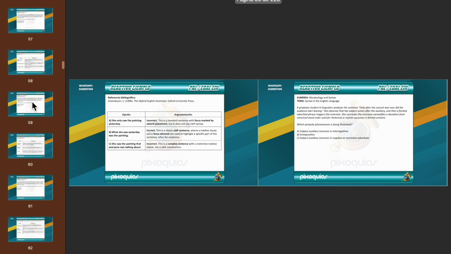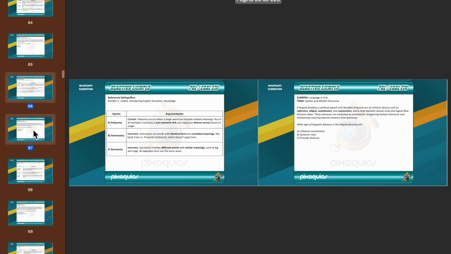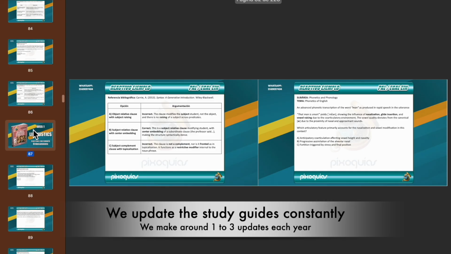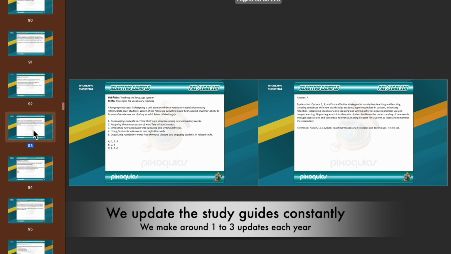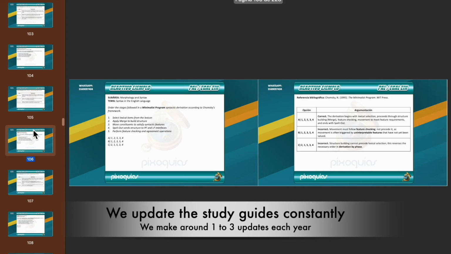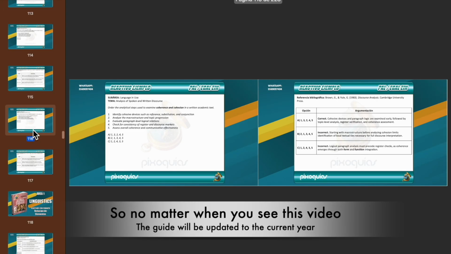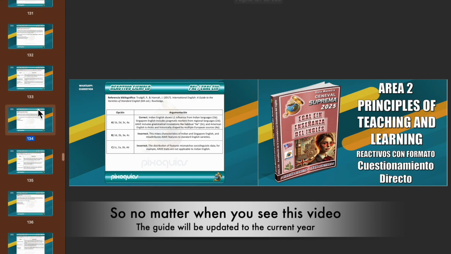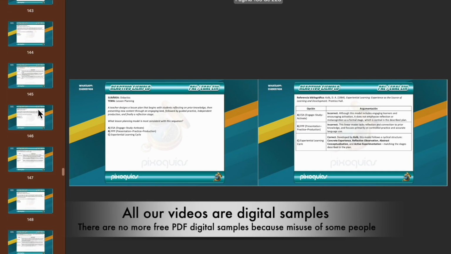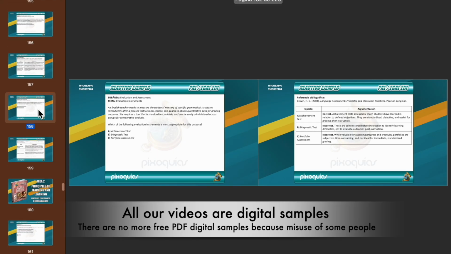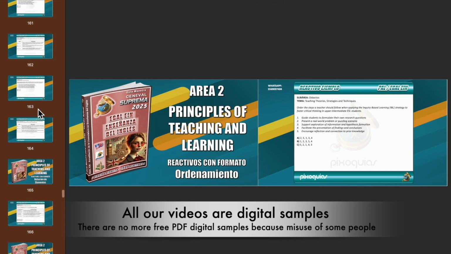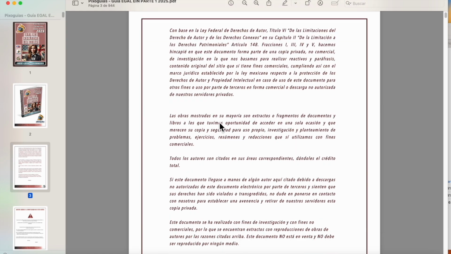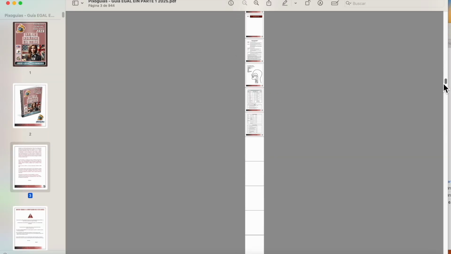The items and exercises are extremely similar to the real test EGAL EIN, so you could practice with the items with the same level of difficulty of the final exam, which is very useful. Our study guides are updated no matter when you are seeing this video according to CENEVAL. We include all the topics explained according to the official bibliographic references. So the items and exercises and the explained topics in the study guide are digital in the PDF format.